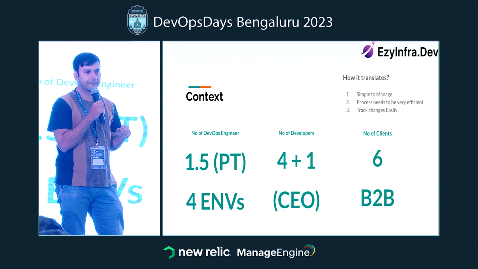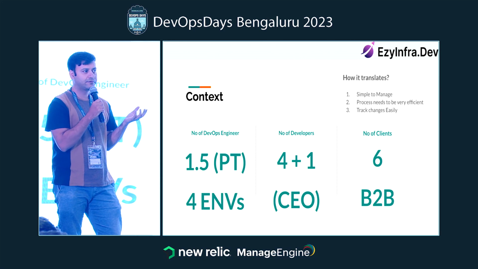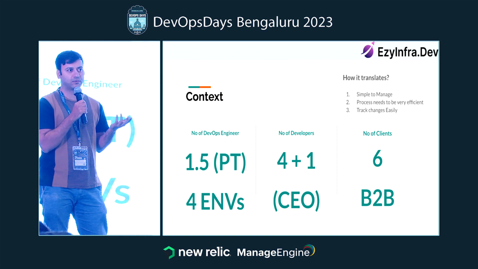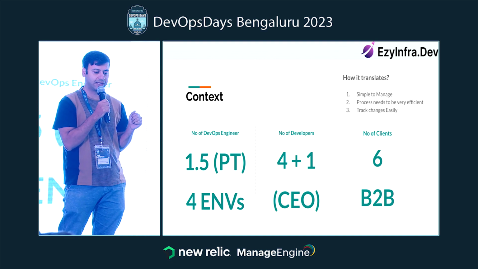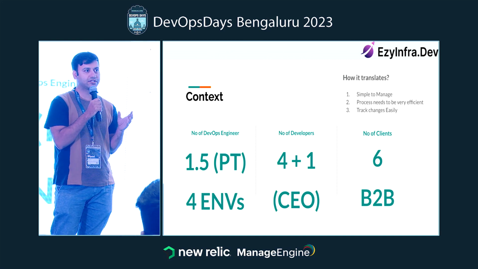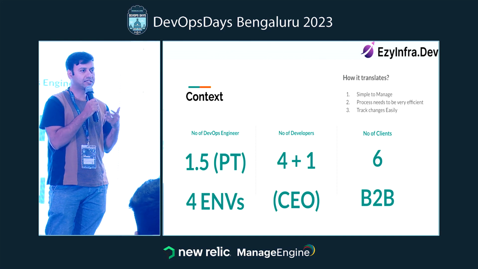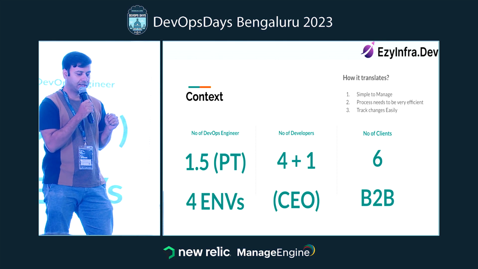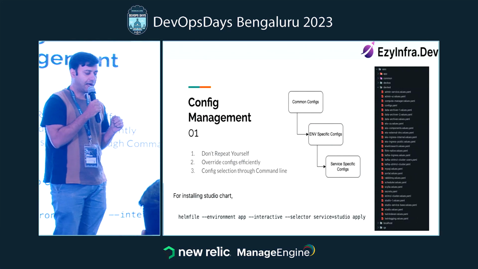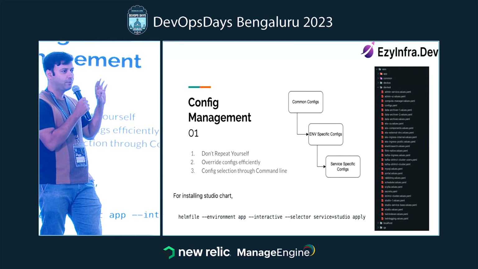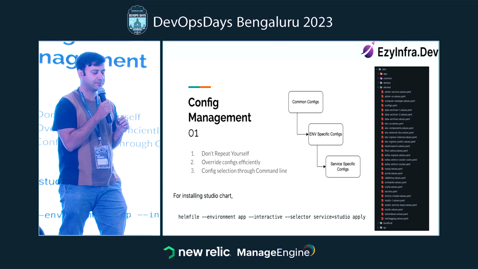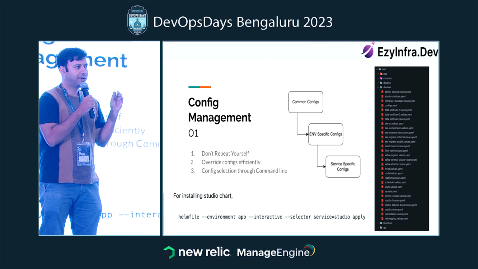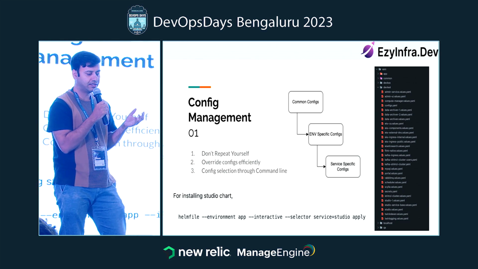What this context means is that whatever tool we use should be very simple to manage, and the process needs to be very efficient, because it's just 1.5, one DevOps engineer most of the time. And we should be able to track the changes also, like who made the changes. It's a very small team, so we can directly go and ask, but we want to know who's doing what change. So that's what it translates to. I'll discuss these 3 points which I mentioned. First one is config management. I think everyone would be using configurations, but how we manage those configurations is a very critical piece here.